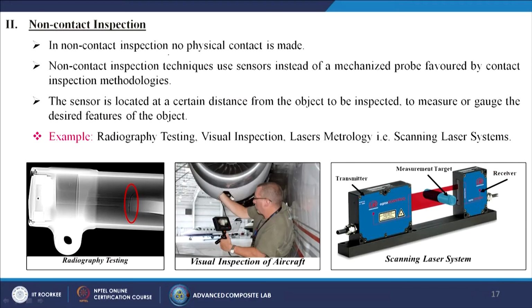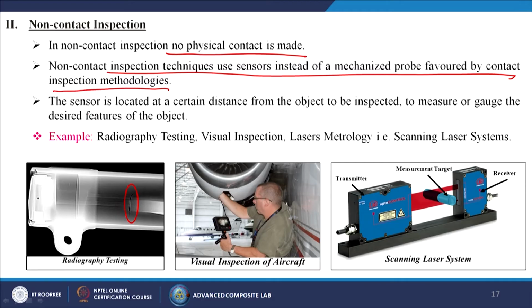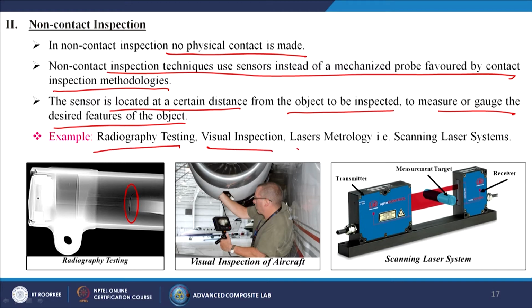Now, what are the non-contact inspections? In non-contact inspection, no physical contact is made with the parts or products. Non-contact inspection techniques use sensors instead of the mechanized probe favored by contact inspection methodologies. The sensor is located at a certain distance from the object to be inspected to measure or gauge the desired features of the object. What are the examples? Radiography testing, visual inspection, laser metrology, that means scanning laser systems. So, these all are examples of non-contact inspections.